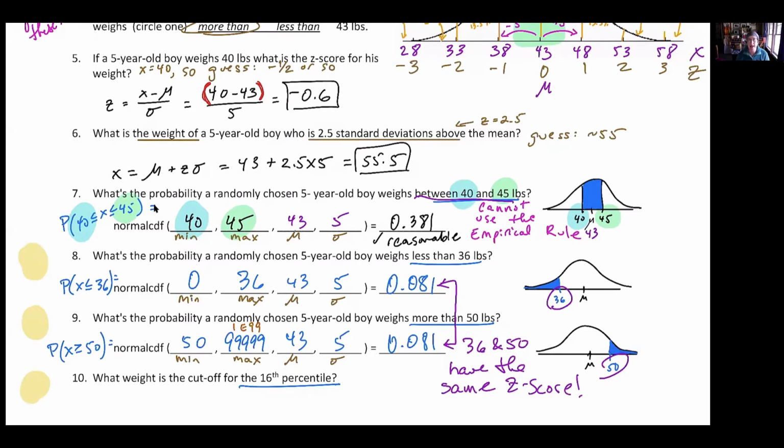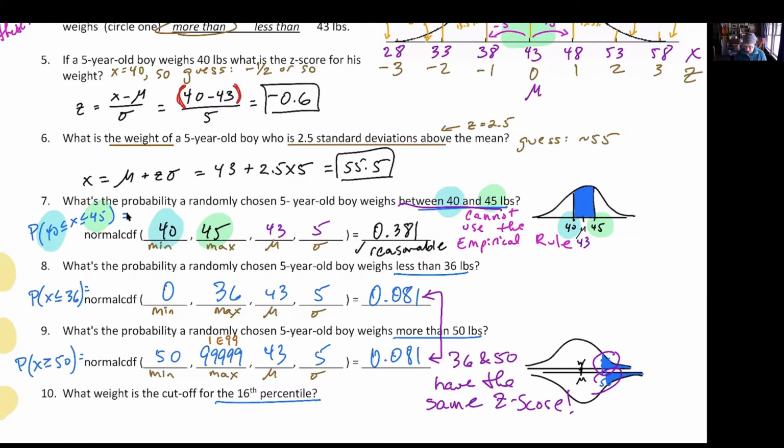Getting that same probability by itself doesn't necessarily mean it's the same z-score, but this is 36 and below, all numbers below, and this is 50 and all numbers above. So what we're doing is looking at a reflection. If we took this and flipped this whole thing on its side, then it would fit exactly over the one with the 50, assuming my drawing was correct. Oh, my drawings are pretty close.